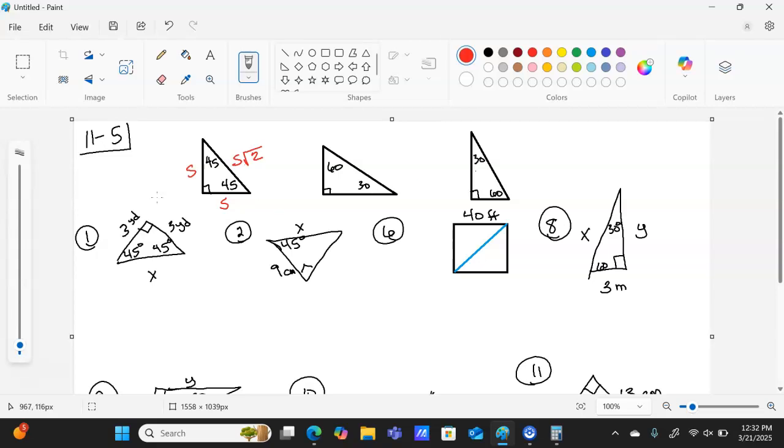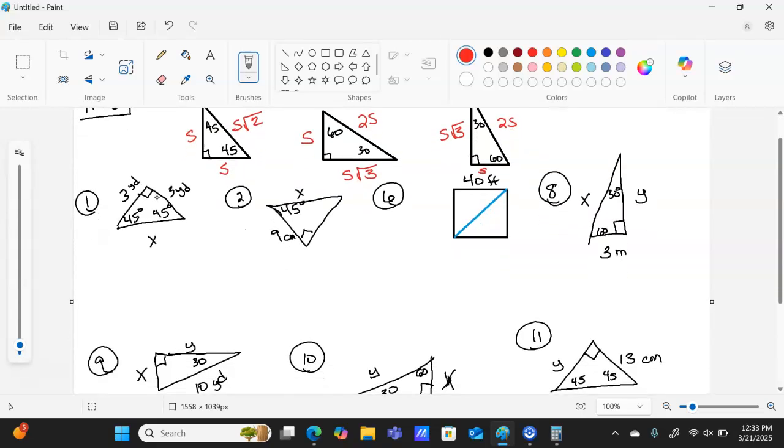For the 30, 60, 90 triangle, across from the 30 is the s. The hypotenuse is 2s, and this is s square root of 3. I remember it as s, 2s, and s square root of 3. So you're like counting up 1, 2, not quite 3. So again, on this one, across from the 30 is the s, the hypotenuse is 2s, and this is s square root of 3.